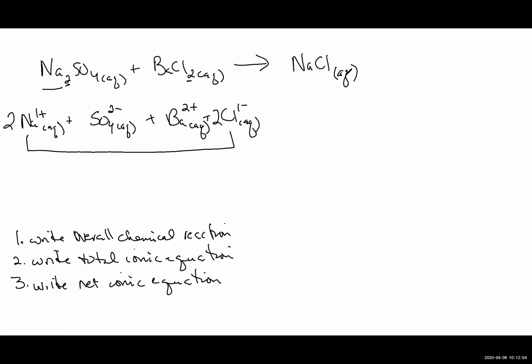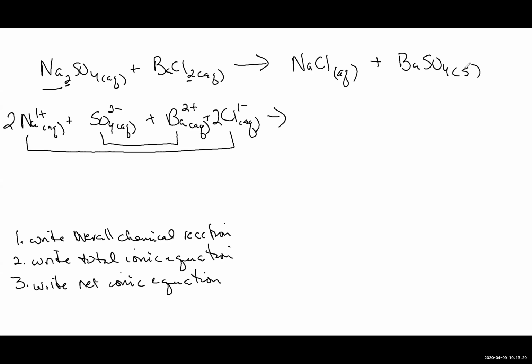You need to look on the solubility table if you're unsure. What else will I get? Well, the other thing I'm going to get is bariums are going to go with sulfates. Barium is +2, sulfate is -2, so I'm just going to write BaSO4. I need to look on my solubility table and see if that is soluble. Turns out it is insoluble, so I'm going to write that as a solid.